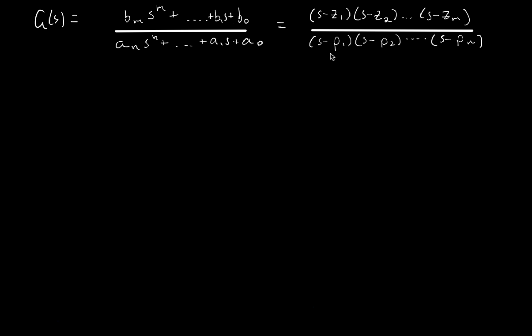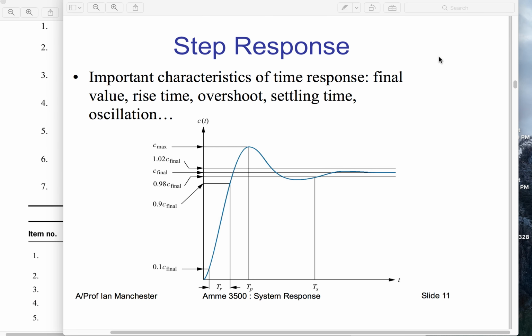And as I mentioned before, the effect of zeros on our system response is a little bit subtle, and we're going to talk a bit more about that in coming weeks. But poles, it's really obvious. Poles tell us a lot about how the system responds. In particular, if we look at the step response, we often think about the step response as being the transient response and the steady state response.